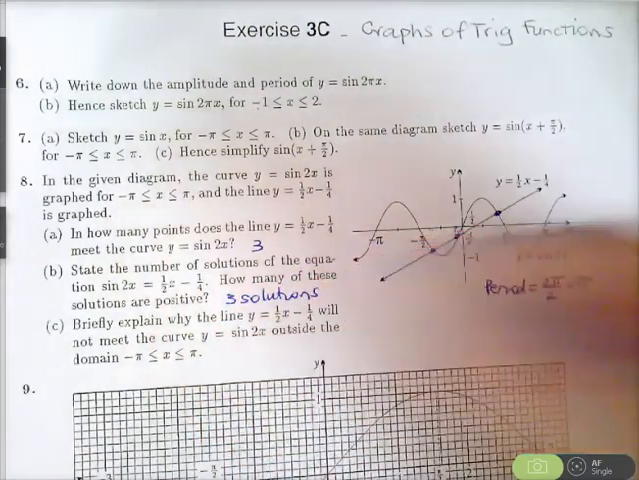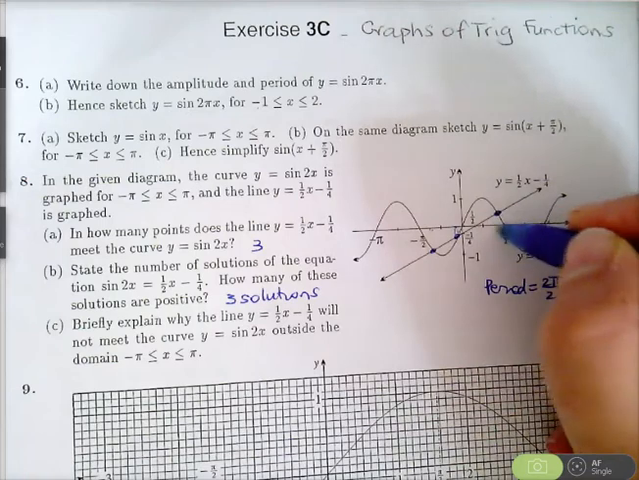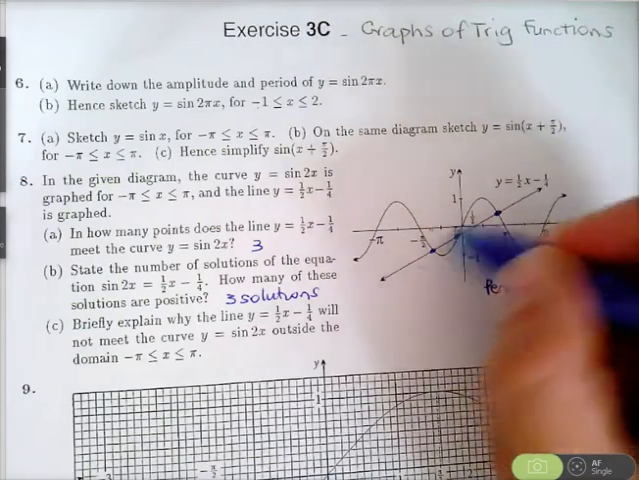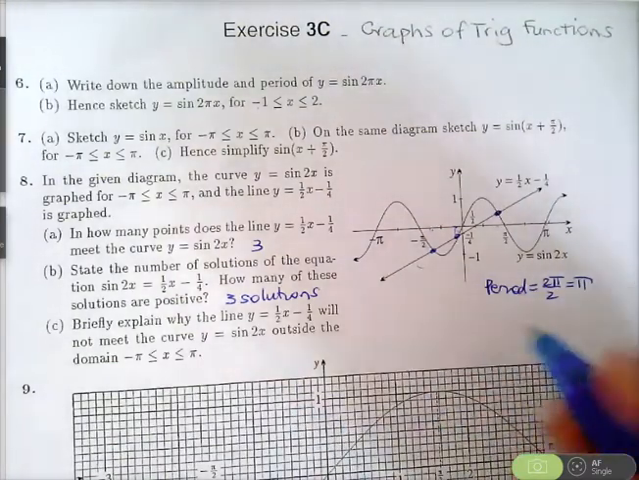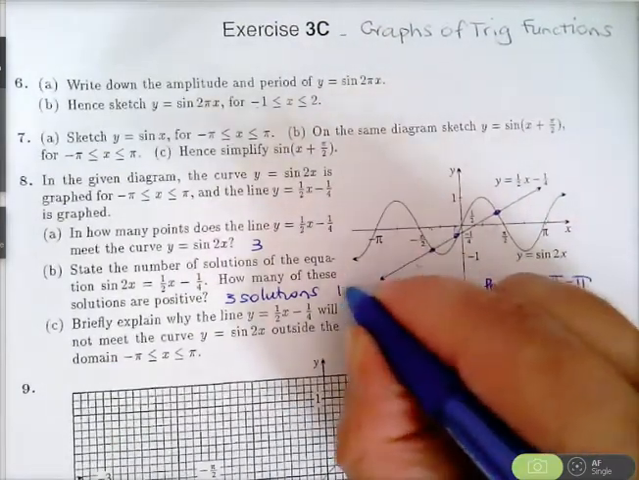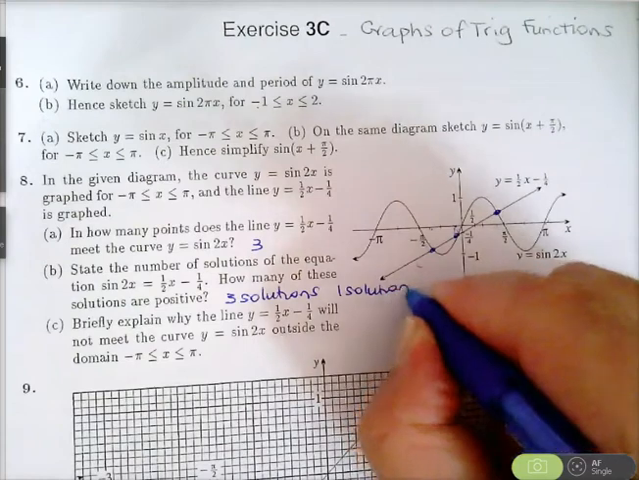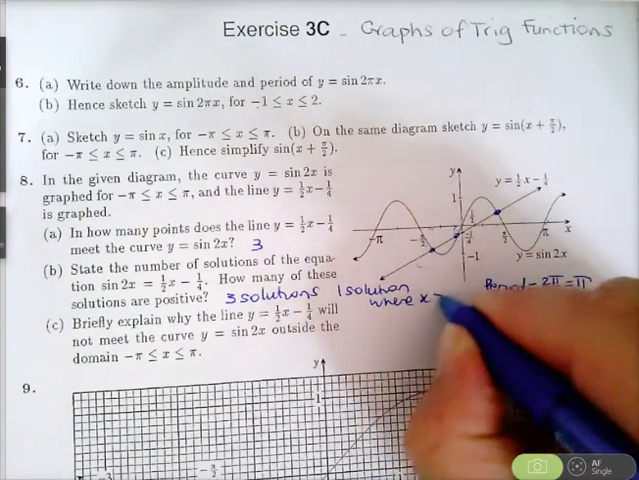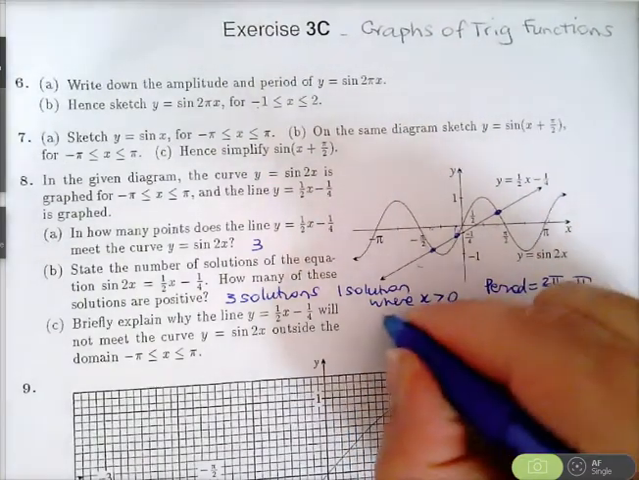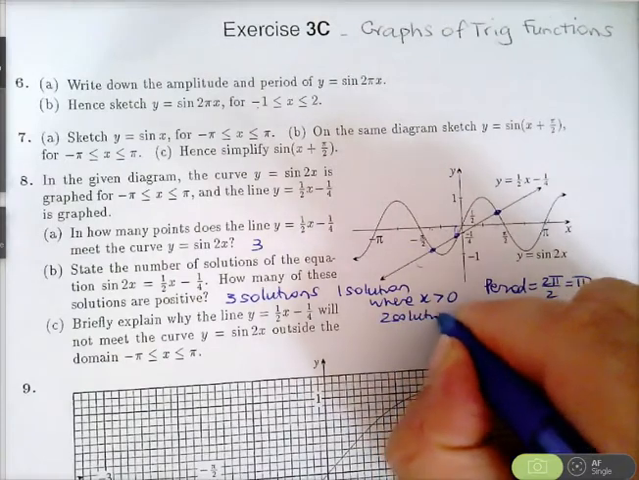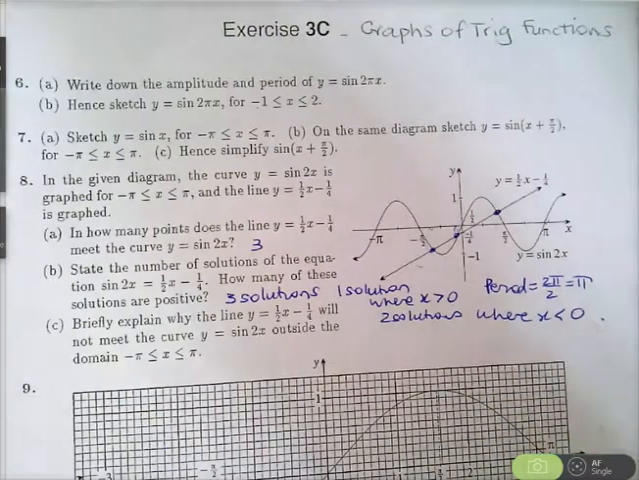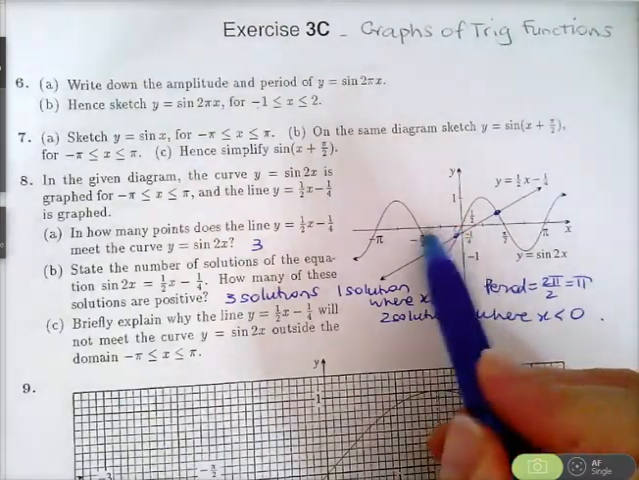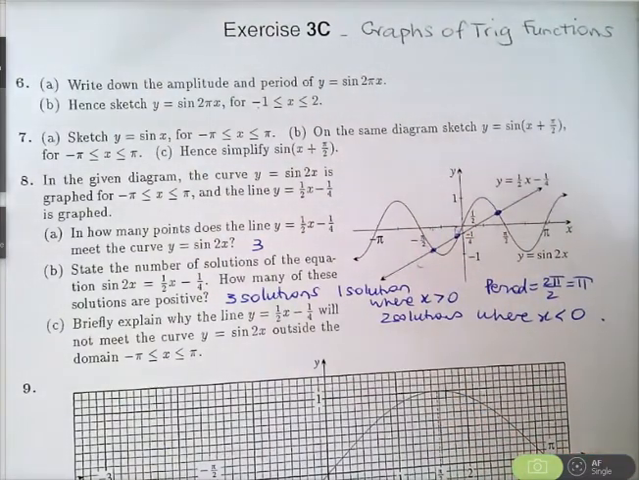And how many of those are positive? One of them has a positive x value. We're not worried about the y values, but remember, solutions will be x equals, x equals, x equals. We have one solution where x is positive, and there are 2 solutions where x is less than 0. So 2 negative solutions for x and 1 positive solution for x.